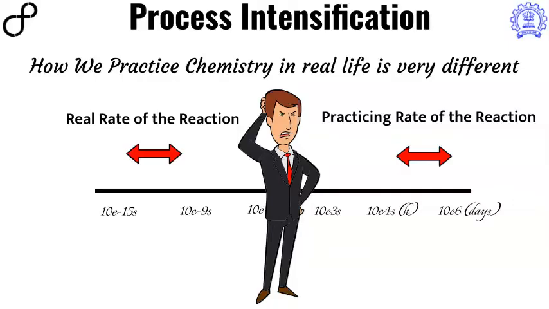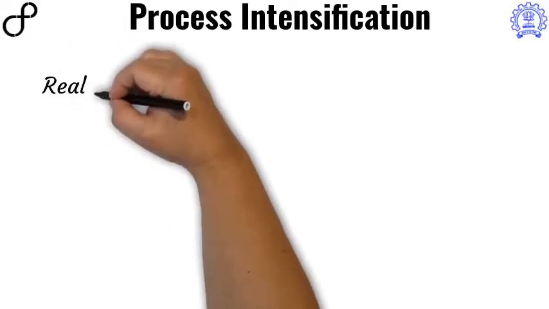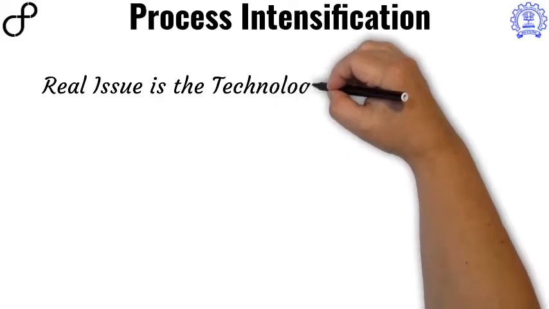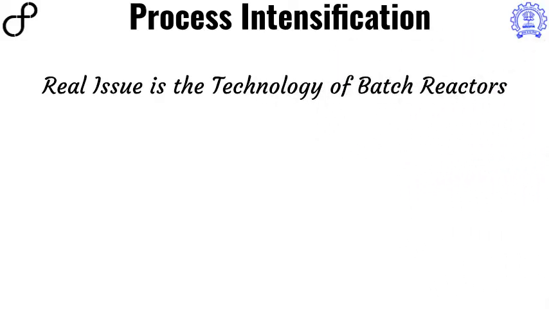I should point out here that there is a real reason why chemistry is being practiced at such slow timescales, though we have forgotten it and taken this for granted. We will discuss these issues now. The primary reason why we practice chemistry at such a slower time scale is because of the technology limitations.